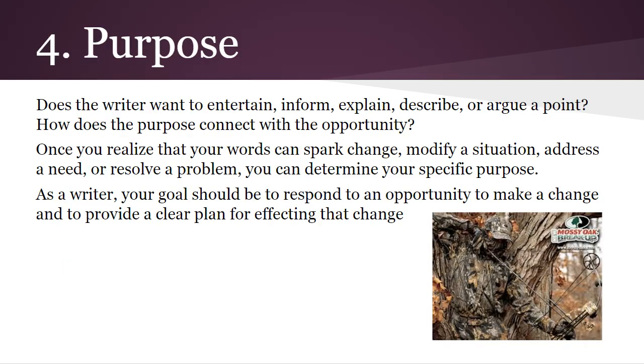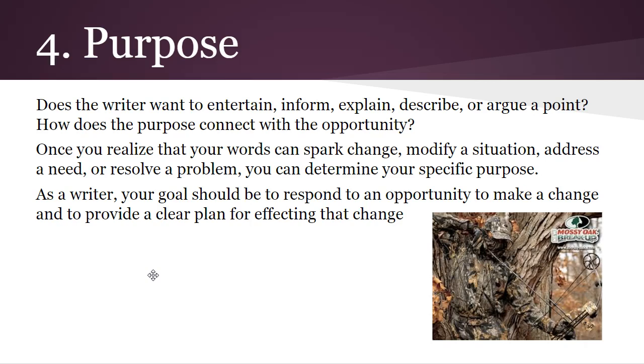rhetorical situation. Okay, so purpose. Does the writer want to entertain, inform, explain, describe, or argue a point? How does the purpose connect with the opportunity? Well, in Cole's situation with his APA paper, he wanted to inform me and explain to me why hunting is crucial in parks, specifically deer overpopulation, that sort of issue. So he made it his goal to respond to this opportunity, this APA paper, to make a change in me, in myself. He wanted me to change my mind.